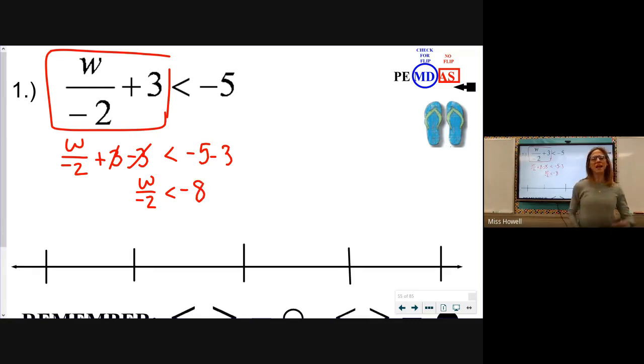All right, our next step will be our multiply divide step. Whenever we're doing our multiply divide step, we have to check to see if it's a flip or no flip.